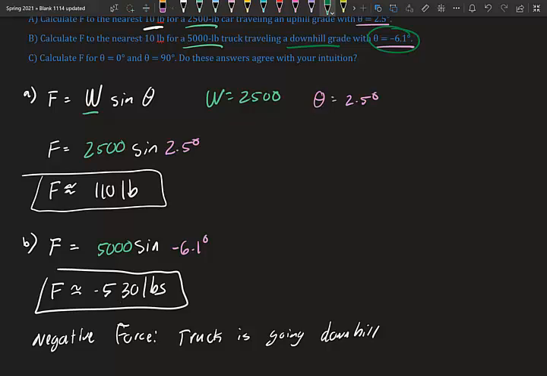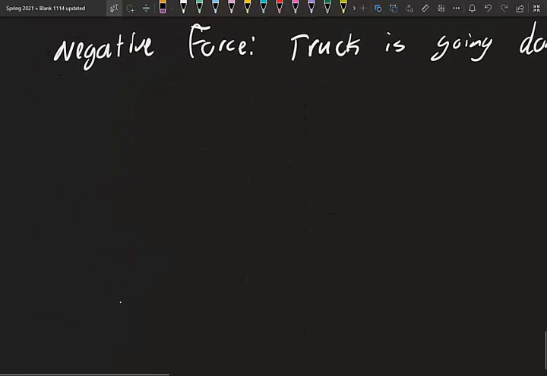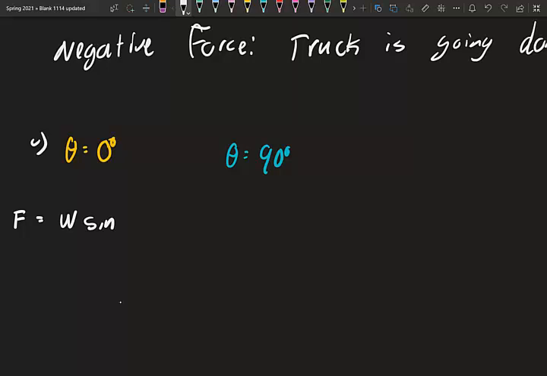Alright, let's actually calculate these values. So part C wants us to calculate when theta is 0 degrees, and then when theta is 90 degrees. That's all it gives us. It doesn't give us weight. It doesn't give us anything else. So let's plug it into our formula. We have F equals W sine theta, which is 0 degrees. Now, sine 0 is actually 0.